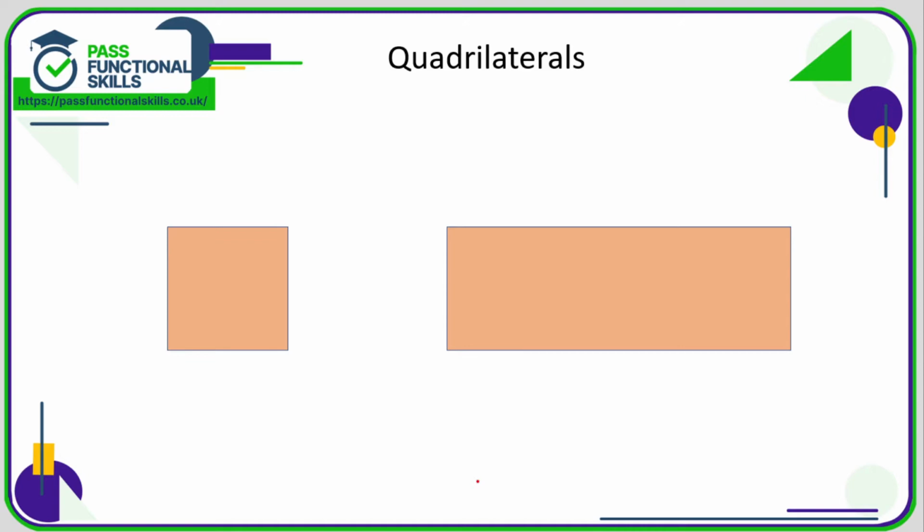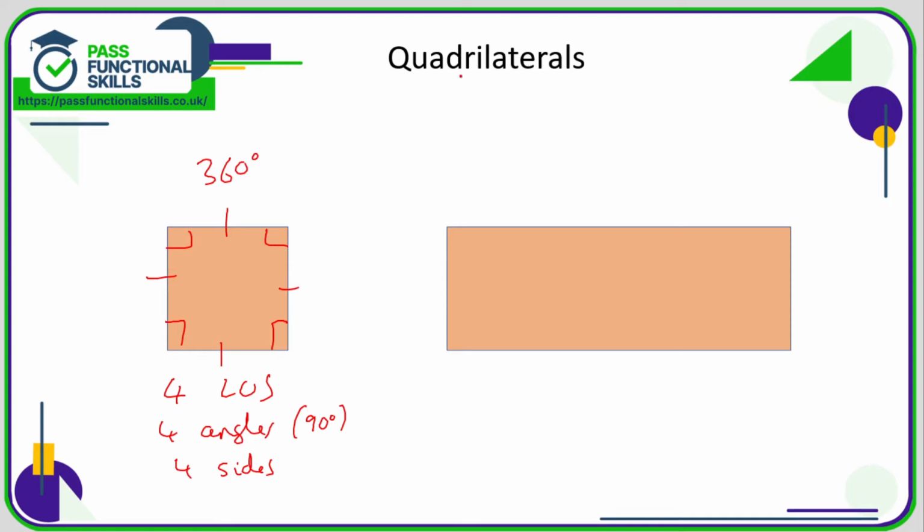Quadrilaterals, here we have a square. So as we've discussed before, a square has 1, 2, 3, 4 lines of symmetry. It has 4 angles and it has 4 sides. Now the 4 sides of a square are all identical, they are all the same length, and the angles are all right angles, so each angle is 90 degrees. So therefore the sum of the angles is 360 degrees. Any quadrilateral has angles that add up to 360 degrees, a quadrilateral being a 4-sided shape.